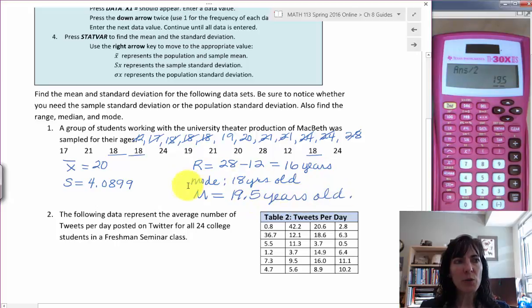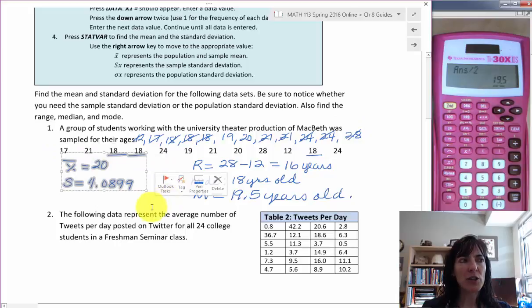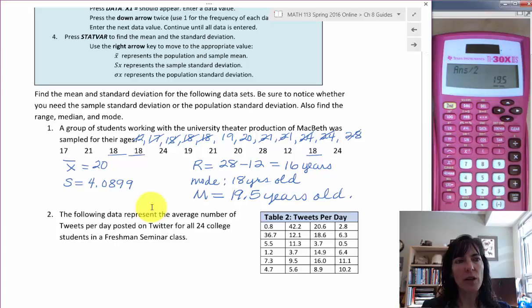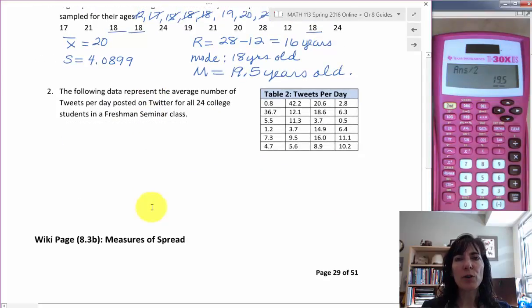So I still have to do the range, the mode, and the median by hand, but all three can be done by ordering the list smallest to largest. And then the more complicated calculations, the mean and the standard deviation, can be easily done on the calculator. Here's one for you to try.